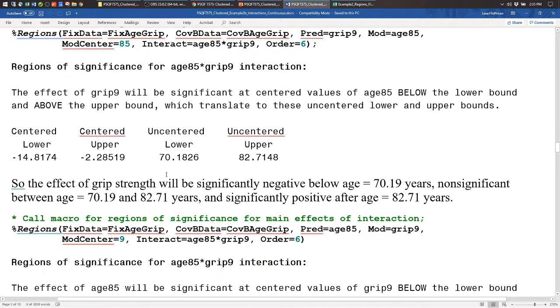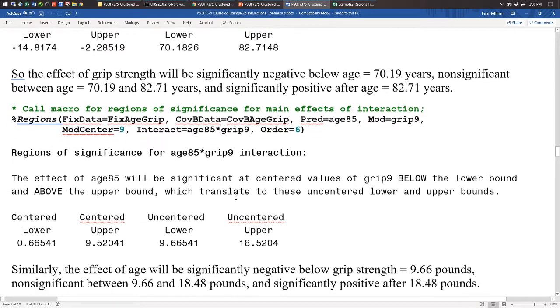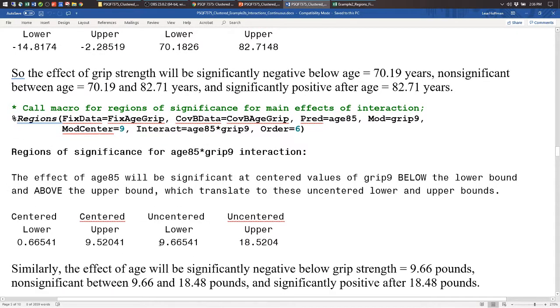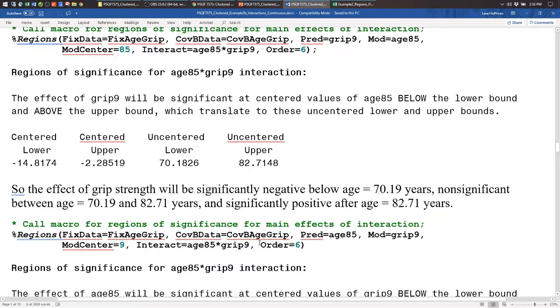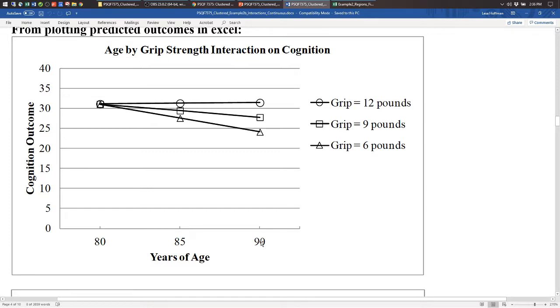So let's do the other one then. If I switch which is my moderator, and I talk about the effect of age instead, my regions of significance are 9.6 and 18.5. So let's go back up to the picture to put that in context.